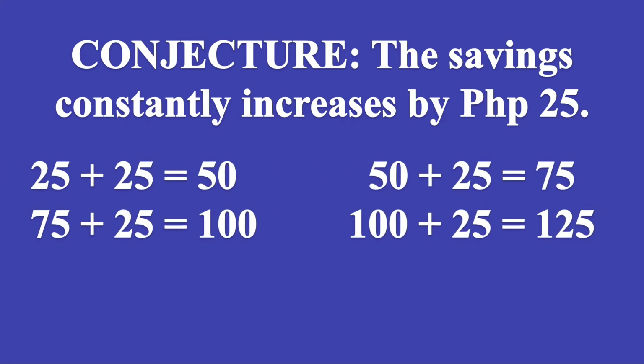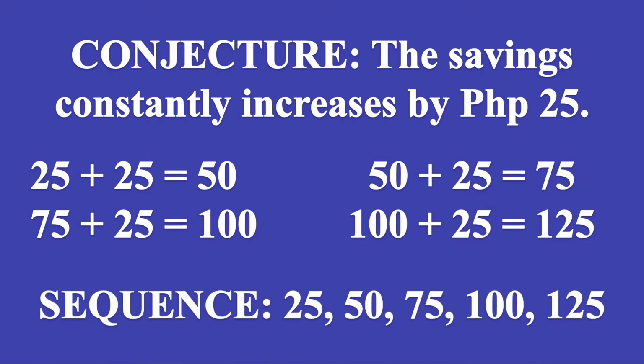From an initial saving of 25 pesos, added by another 25 pesos, that is equal to 50 pesos. 50 pesos plus 25 pesos equals 75 pesos. 75 plus 25 equals 100 pesos. 100 plus 25 equals 125 pesos. That's why the generated terms in this sequence are 25, 50, 75, 100, and 125.